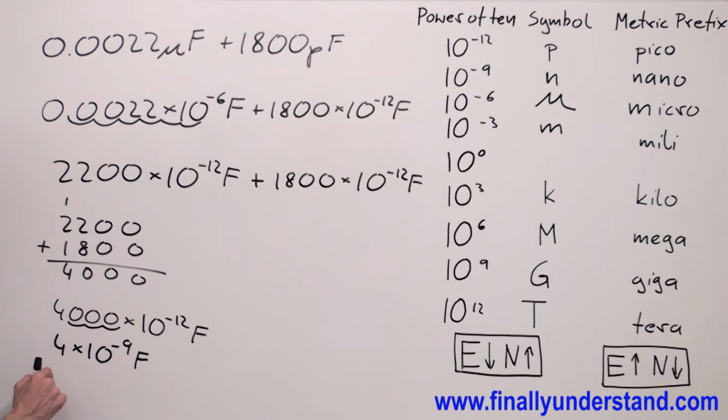In order to get the final answer, you're supposed to convert the power of 10 to prefix. That's why we're going to have 4 nanofarads. And this is the final answer to this problem.